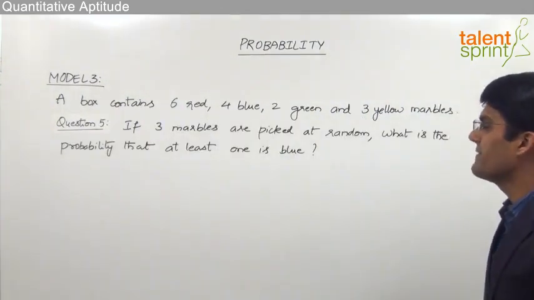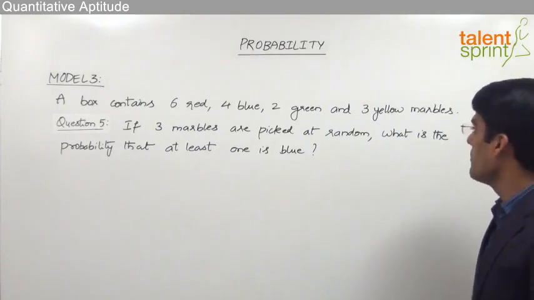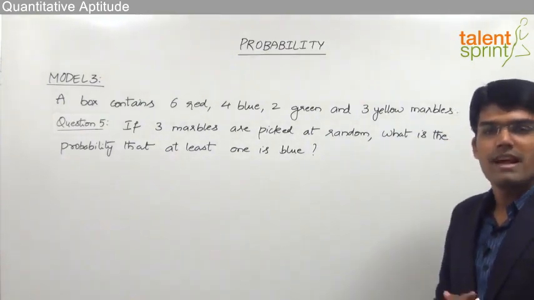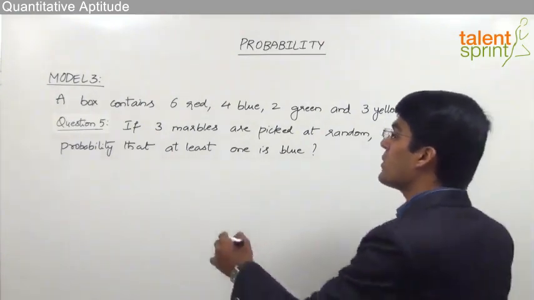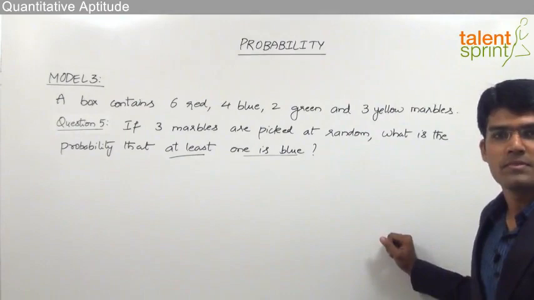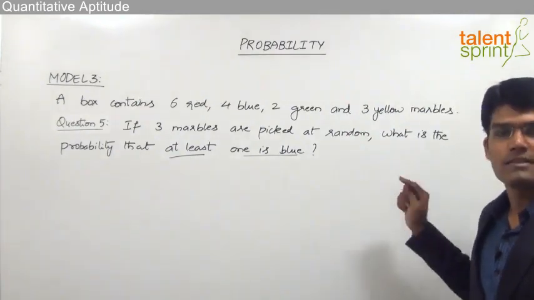The question here is, if 3 marbles are picked at random, what is the probability that at least one is blue? Now here again we have a different condition. At least 1 marble out of the selected 3 marbles has to be blue. So let's see how can we get the answer for such a case.